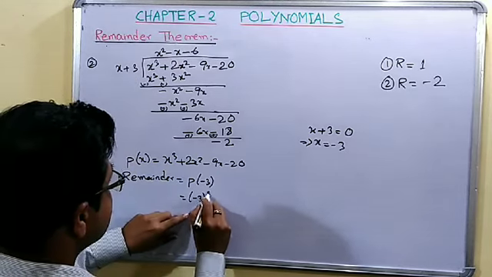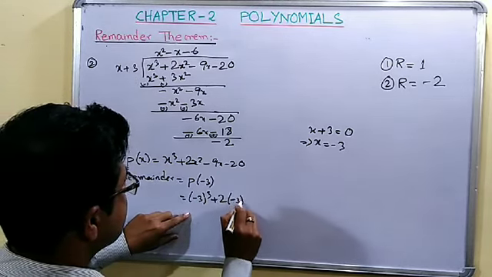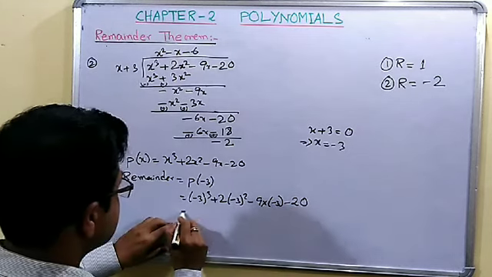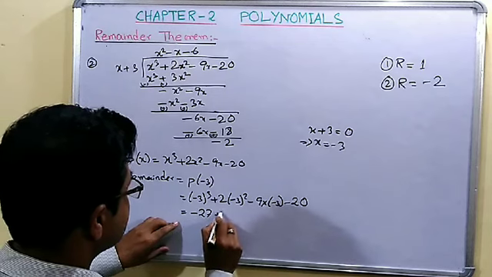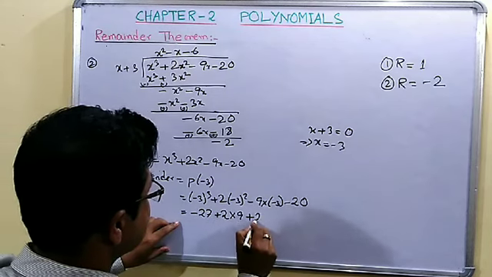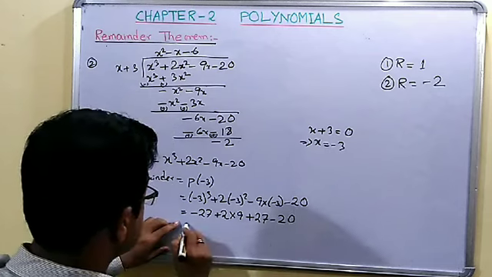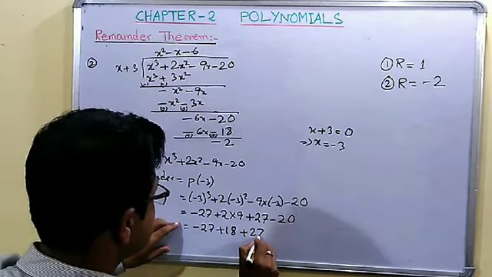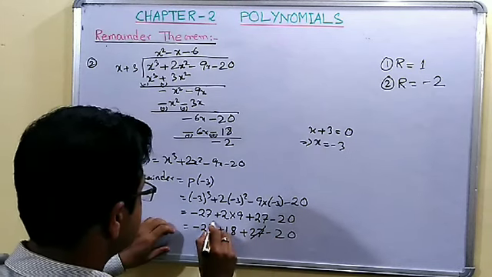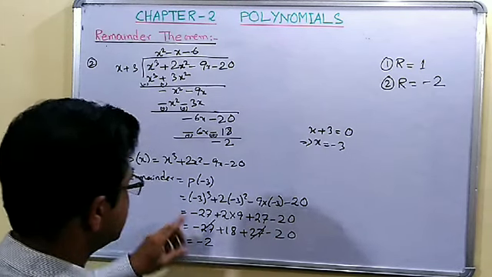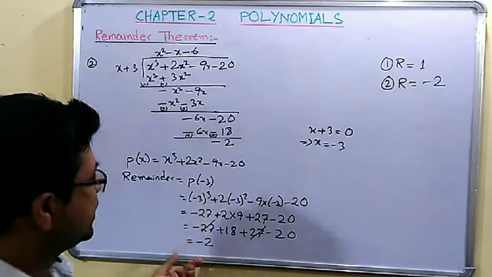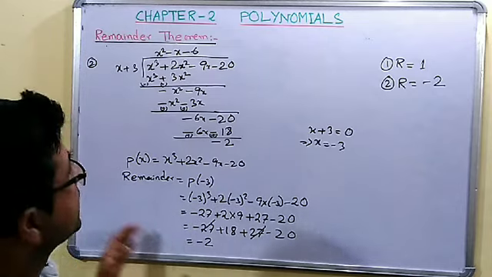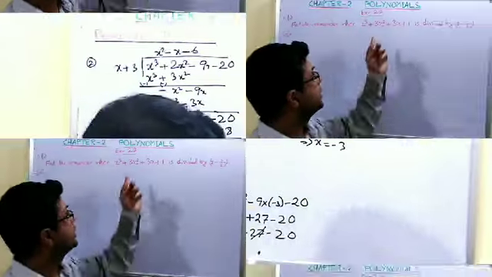This is minus 3 cube plus 2 into minus 3 square minus 9 into minus 3 minus 20. Minus 27, 2 into 9 plus 27 minus 20. This is minus 27 plus 18 plus 27 minus 20. This will get cancelled. So the remainder is minus 2. So by the remainder theorem, in the shortcut process, we can find the remainder.